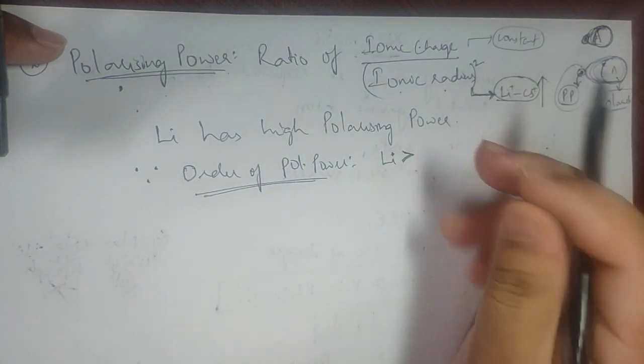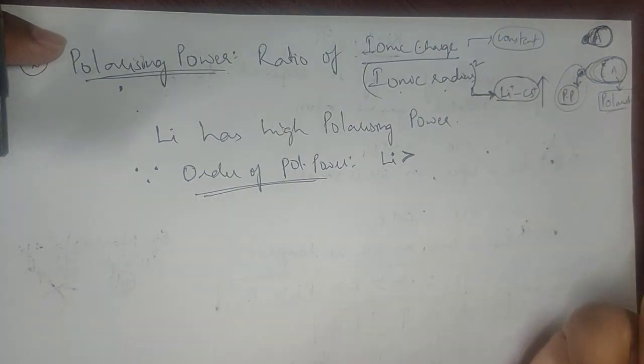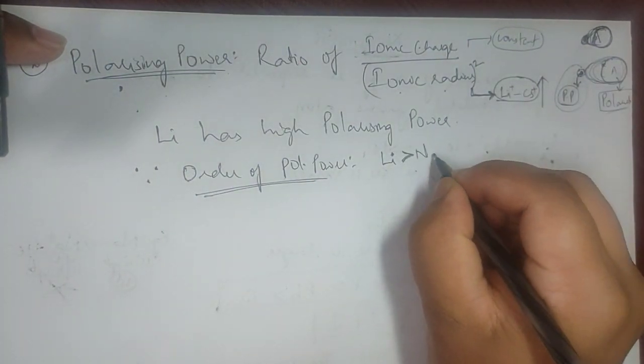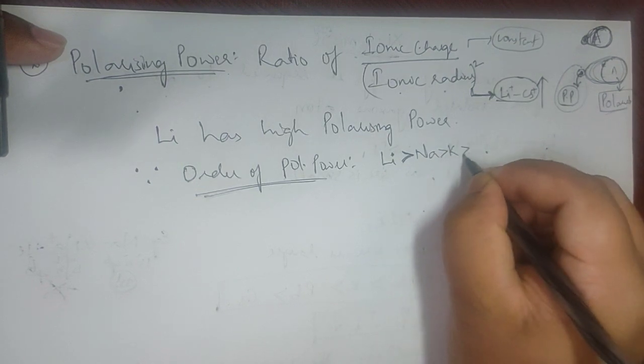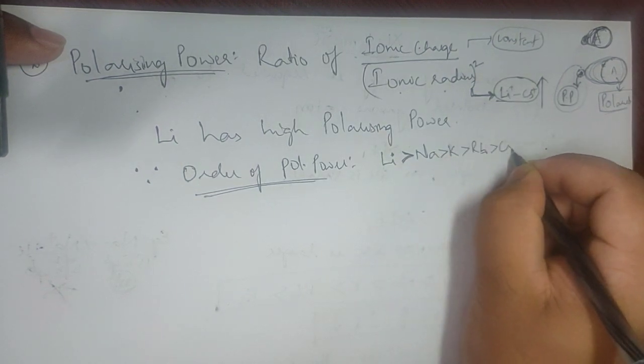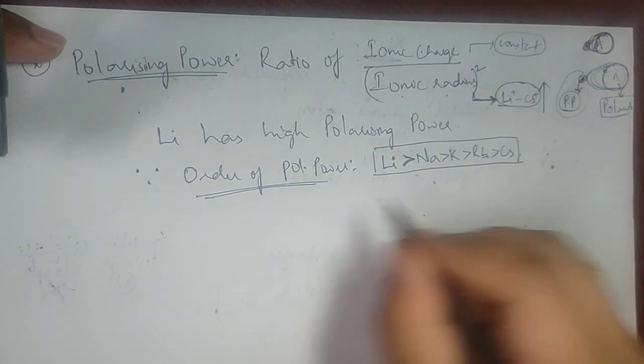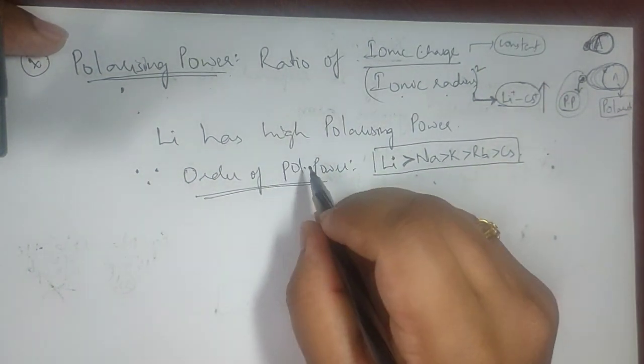So this lithium is smaller in size, so greater force of attraction to distort the anion. Then followed by sodium, then potassium, rubidium and cesium. So this is the trend with respect to what? Polarizing power. I hope you understood what is polarizing power.